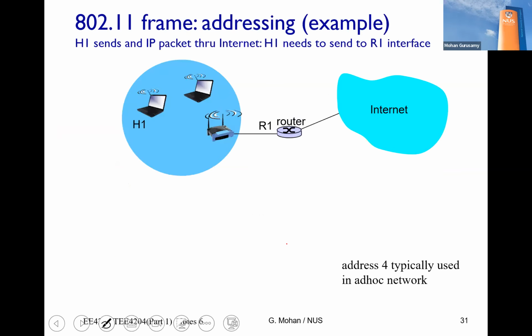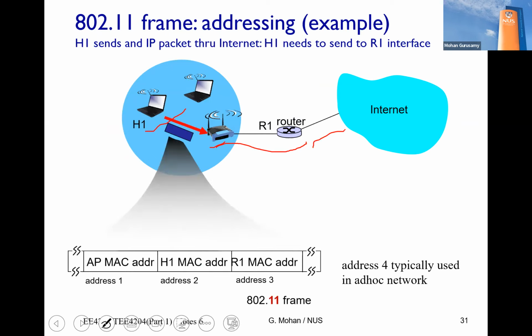Maybe I can better illustrate with this figure. You can see that there are multiple hosts attached to the access point, and the access point is connected to the router. The access point and router can be integrated into one device, or they could be separate devices, and the router is connected to the internet. Now let's see how the frames are sent.